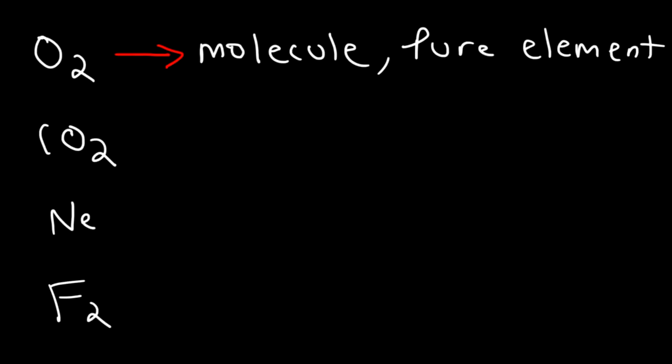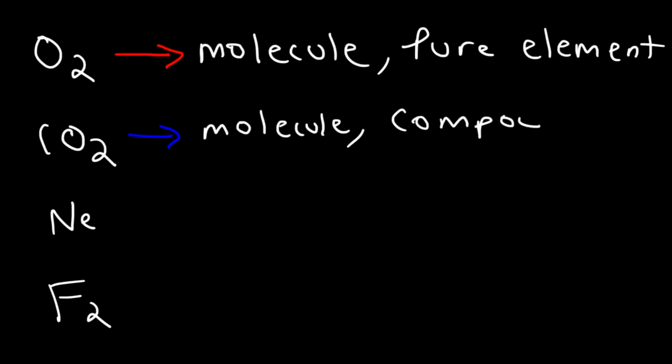Now, what about CO2? Would you consider a particle of CO2 as an atom or a molecule? Now, CO2 contains many atoms, so it's considered to be a molecule. However, it doesn't have one type of atom. It's composed of different types of atoms. It has carbon atoms and oxygen atoms, so therefore it's not a pure element. It's a compound. A compound is a substance that is composed of many different types of atoms. A compound is basically not a pure element.